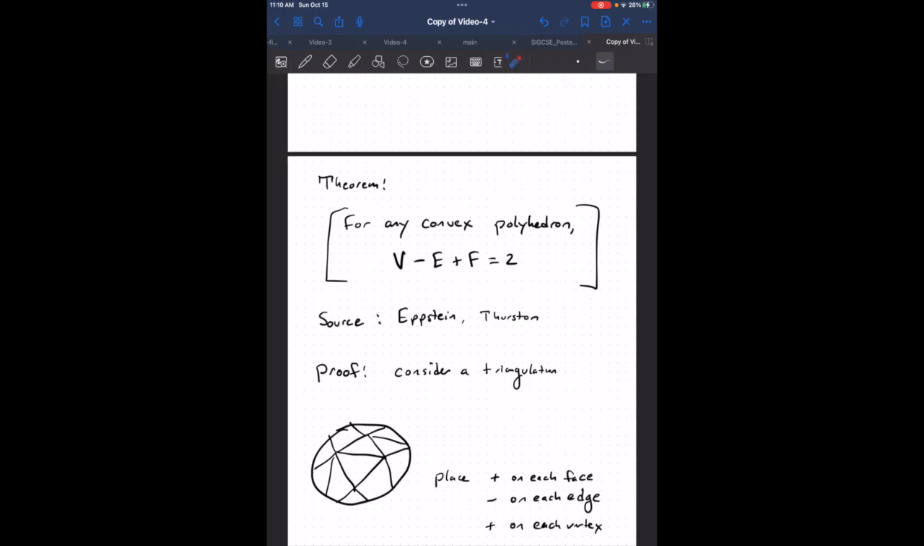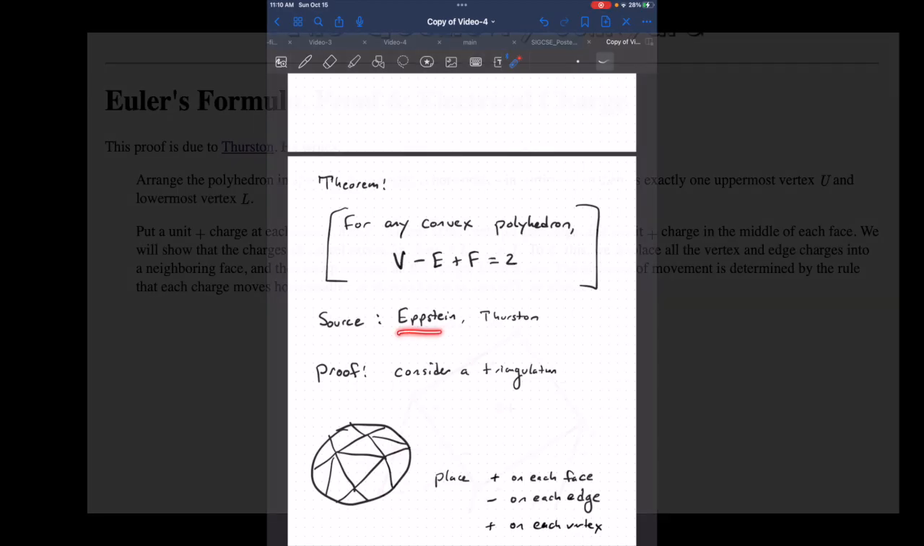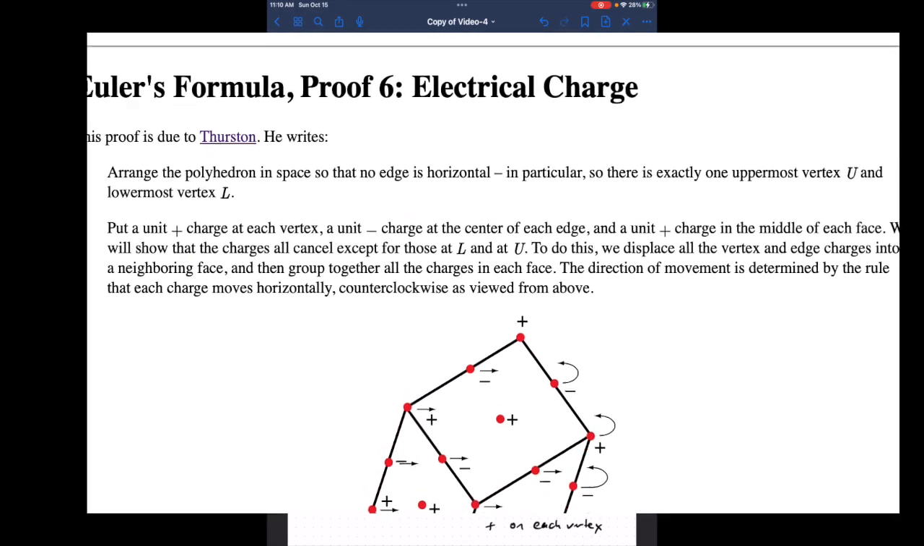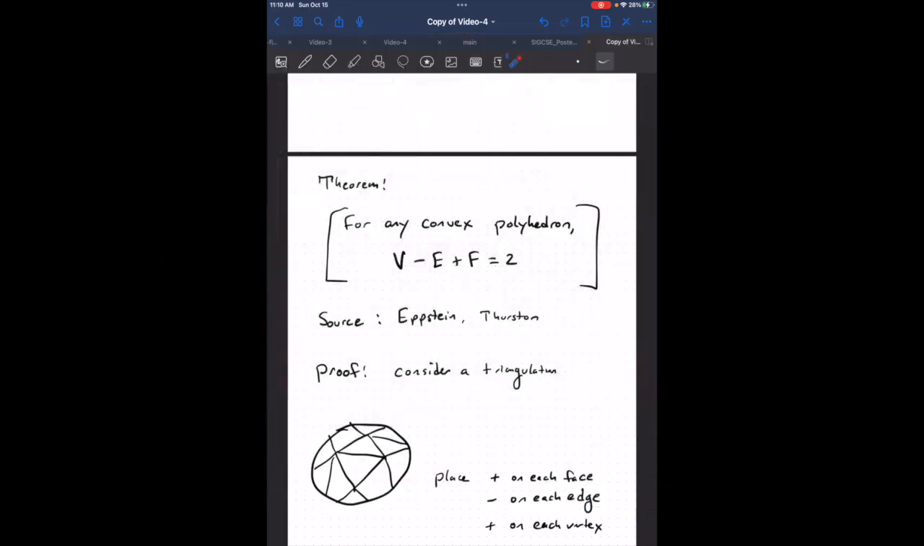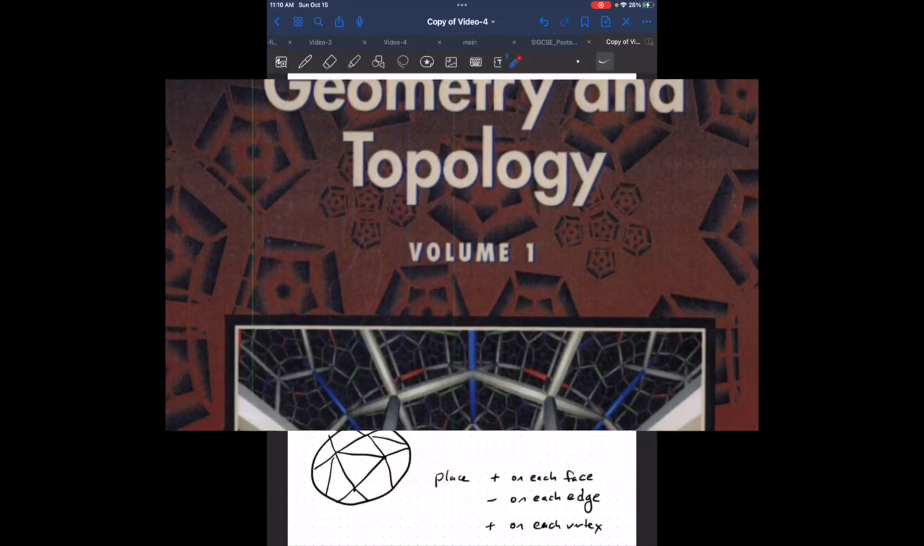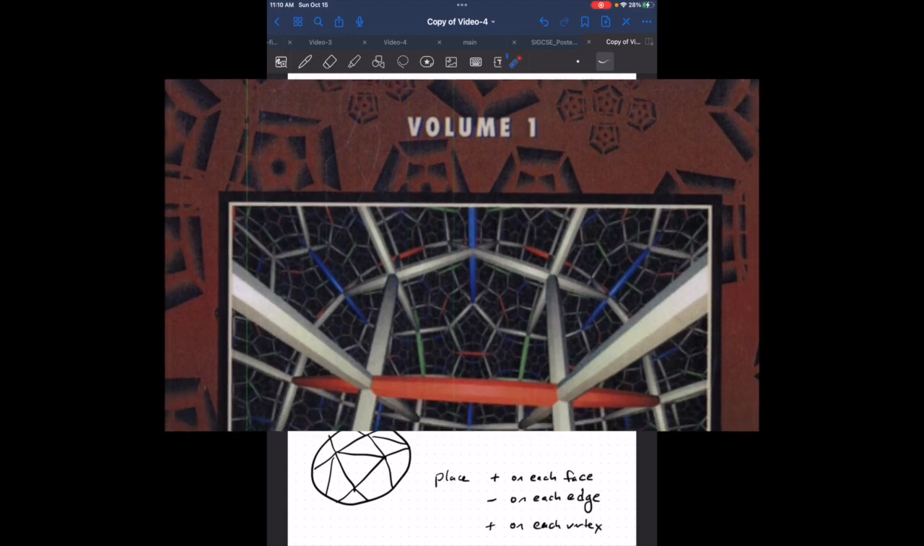And this is one of my favorite proofs of all time. I first encountered it on David Epstein's website, and he attributed it to Thurston and his book that I'll show a picture of here.